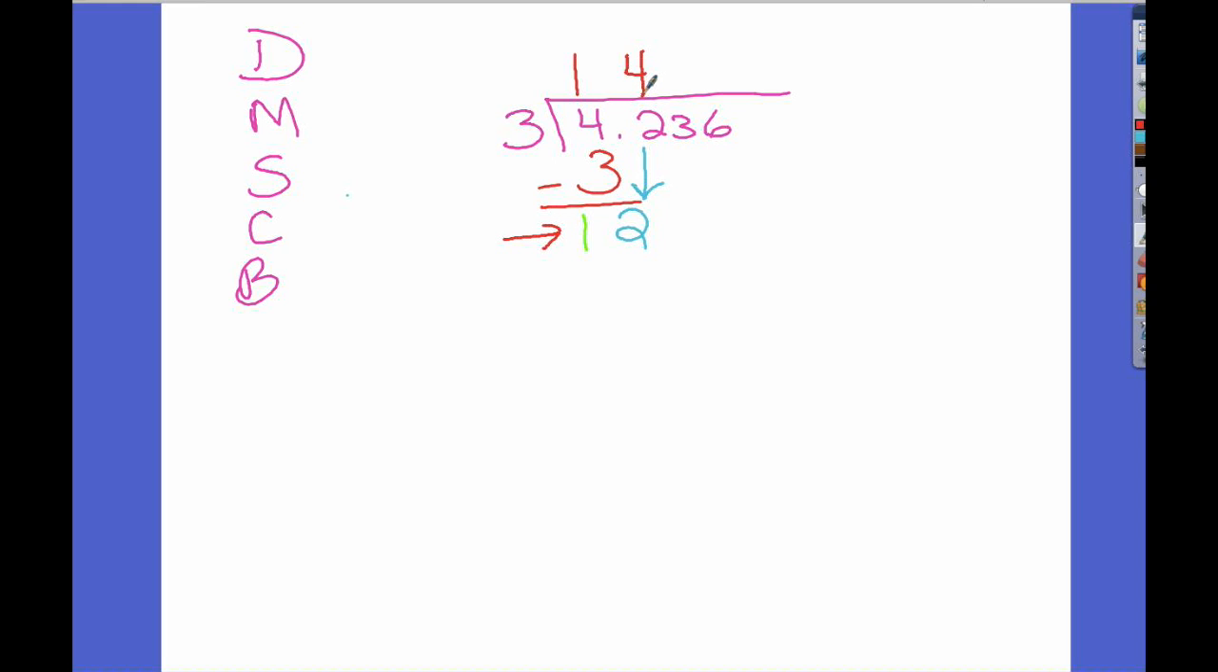4 times. Now what do I need to do? Everybody? Multiply. 3 times the number I just wrote up. They're not 3 times 14, but 3 times the number I just wrote up. 3 times 4 equals 12. Now what do I do? Subtract. So I'm going to subtract. Check that off. 0. Then what do I do? Check. What am I checking? To see if the 0 is bigger than 3. Is it? No. I can move on, can't I?